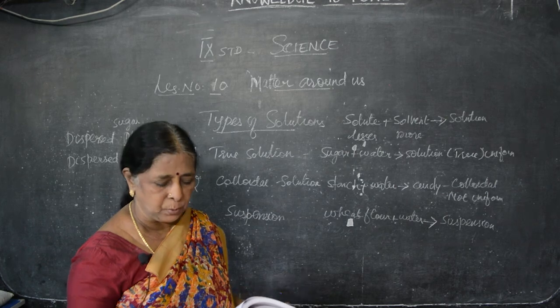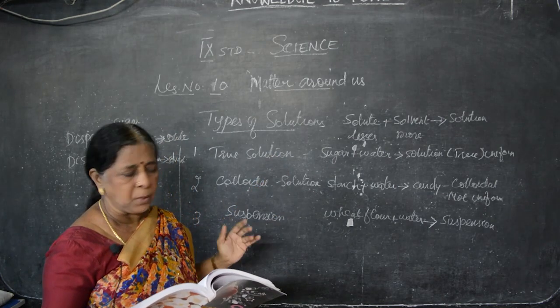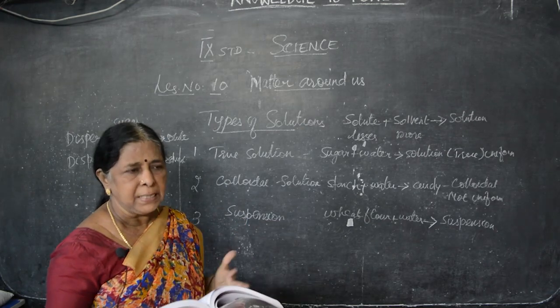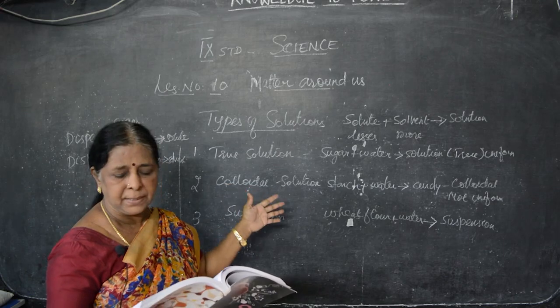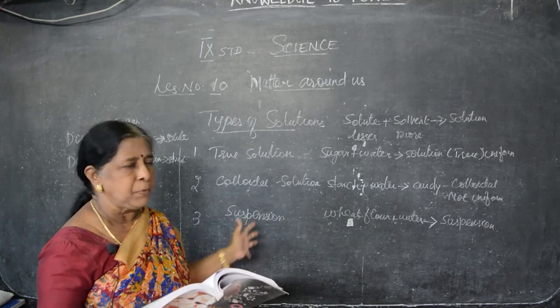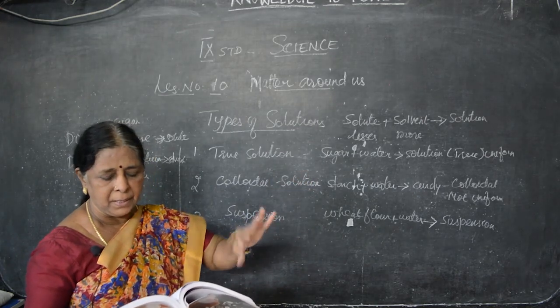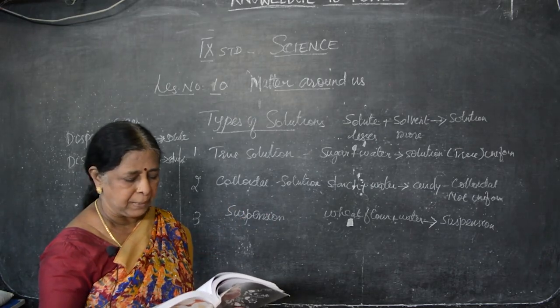Transparent means you can see through. Scattering of light: whether light enters into it or does not penetrate. Light does not penetrate into the suspension because it is curdy. Then in colloidal solution, it scatters; here it does not scatter. Diffusion of particles: here they do not diffuse, here they diffuse slowly, here they diffuse rapidly.